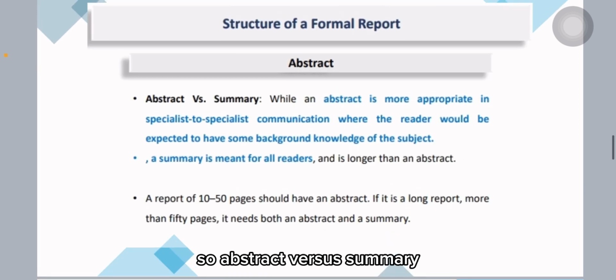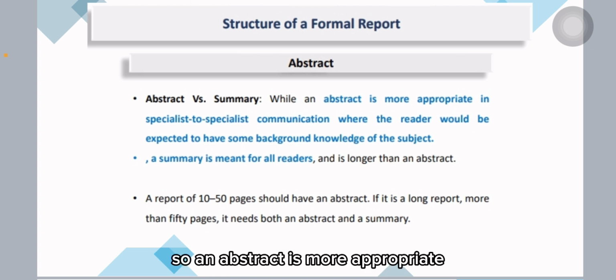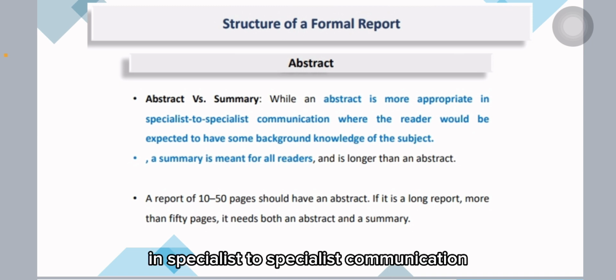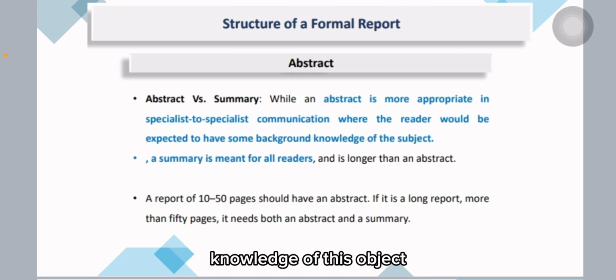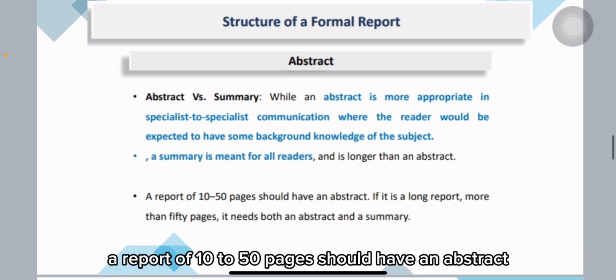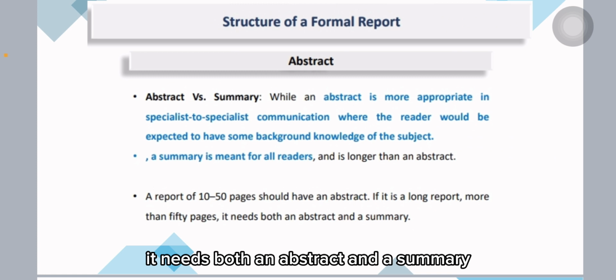So abstract versus summary, because sometimes napapag pareho po sila. An abstract is more appropriate in specialist to specialist communication, where the reader would be expected to have some background knowledge of the subject. A summary is meant for all readers and is longer than an abstract. A report of 10 to 50 pages should have an abstract. If it is a long report, more than 50 pages, it needs both an abstract and a summary.